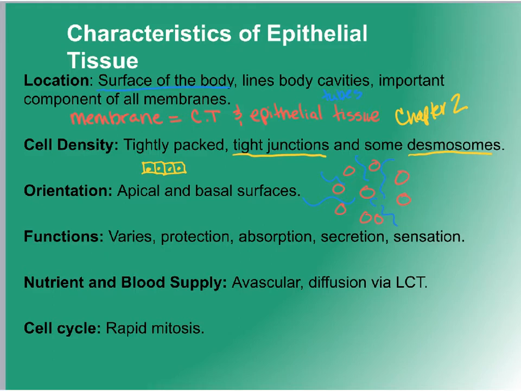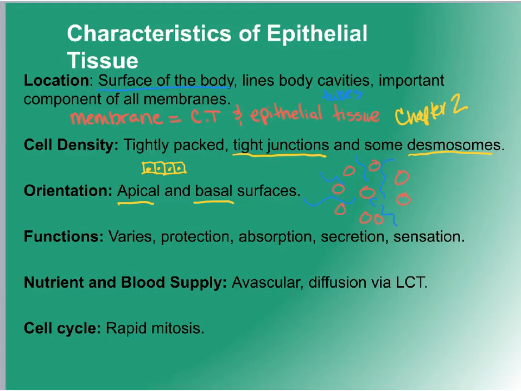And then also epithelial tissue and the cells themselves have some very distinct ends, or a distinct orientation, that we call the apical surface and the basal surface. When we get to this slide, I'll be more specific about that. There's a picture on the next slide that I'd like to use to explain the orientation.